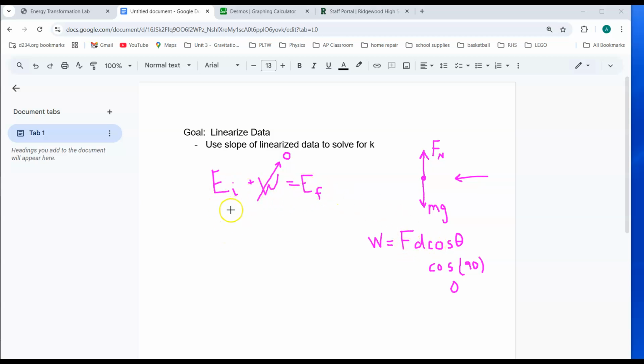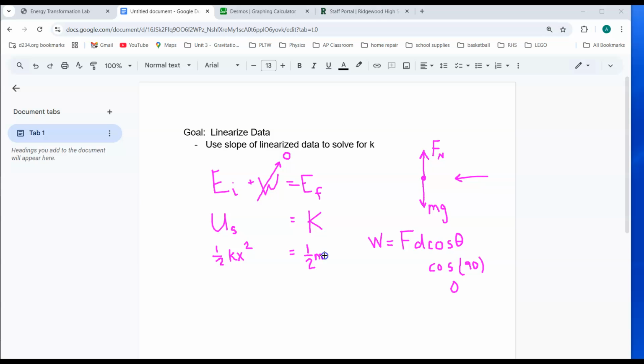So our initial energy is in the spring, and that's it, because the person being launched doesn't have any velocity yet, and the final energy is in the person. So we have all of the spring energy turning into kinetic energy. So our formula is 1/2 k x squared is equal to 1/2 m v squared. Sorry about the writing, this is tough to do with a mouse.